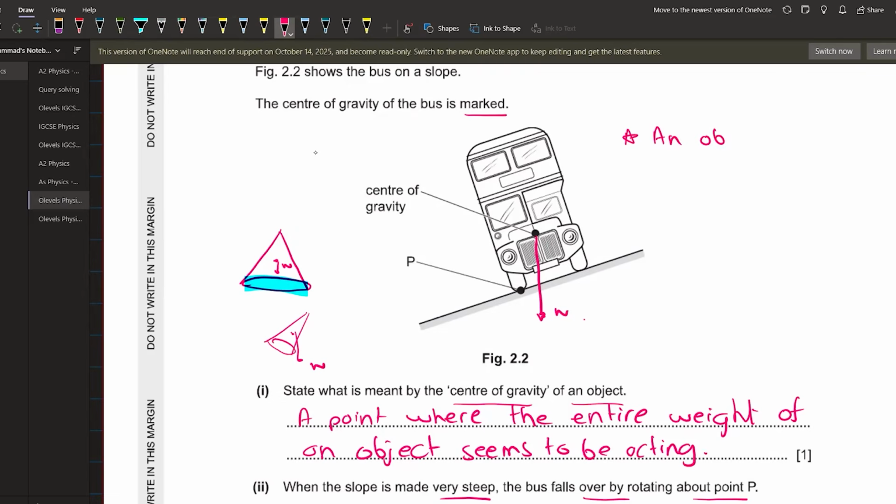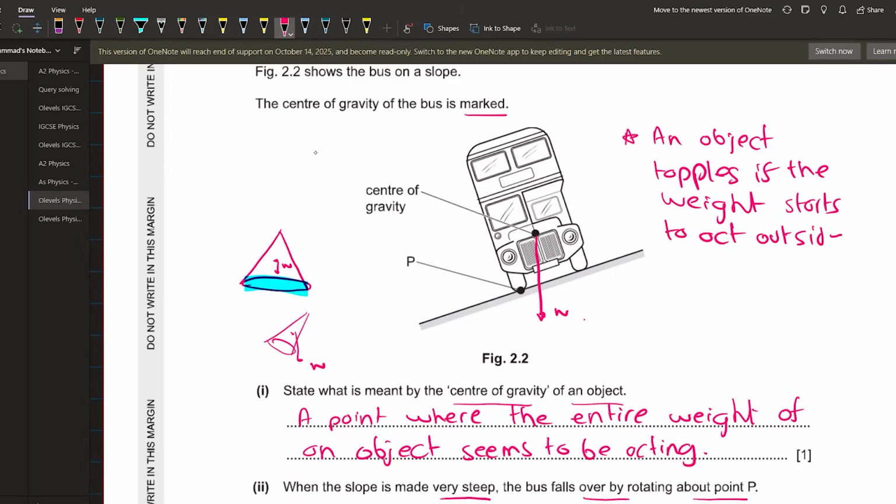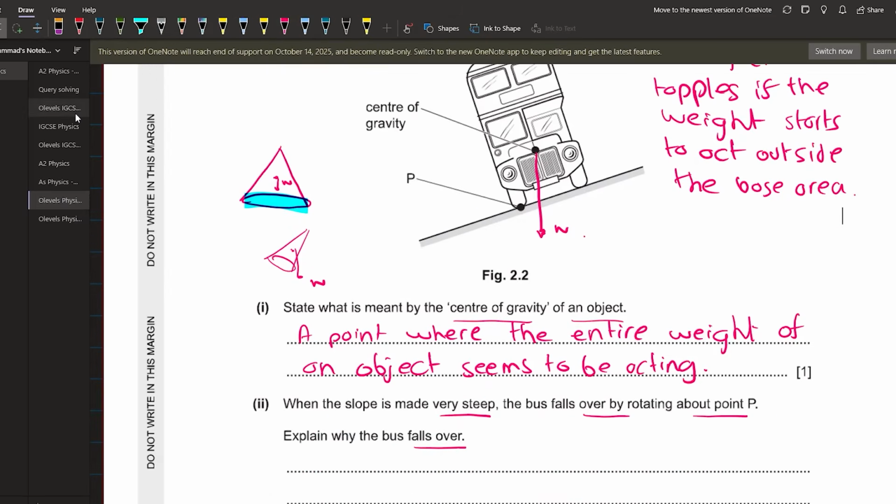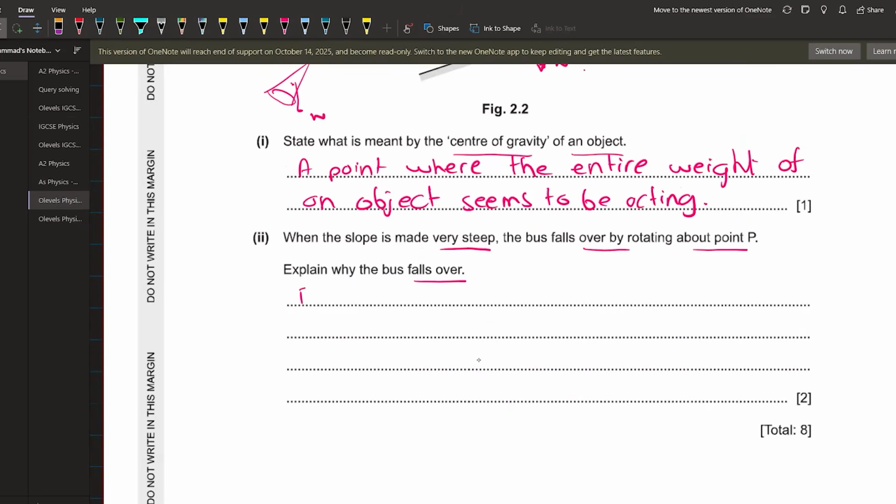An object topples if the weight starts to act outside the base area. बेटा अगर बेस एरिया के आउटसाइड आपका वेट चले जाएगा तो the object topples. तो आप यहाँ पे फर्स्ट पॉइंट ये लिख लोगे: the weight moves out of the base area. ये लिख दो. ठीक है. The weight falls outside the base area.